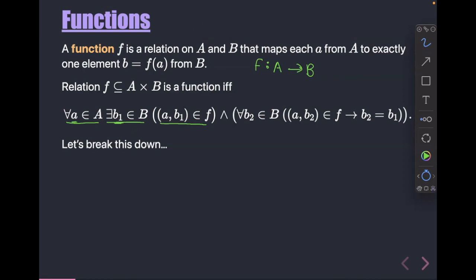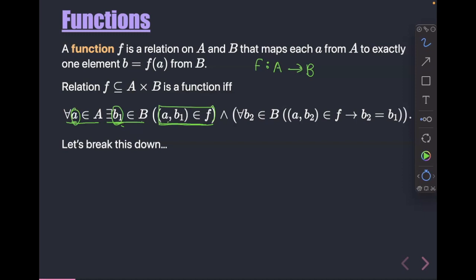You have little a in big A. For every little a, there should exist some b1 such that the pair (a, b1) is in f. In other words, if this is my input, this should be my output. That's the first part. For all inputs, there should be some corresponding output b1, and it should be defined over f.